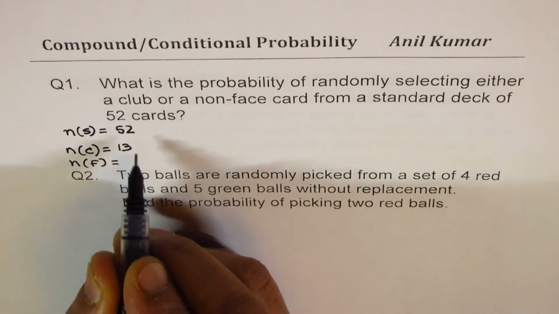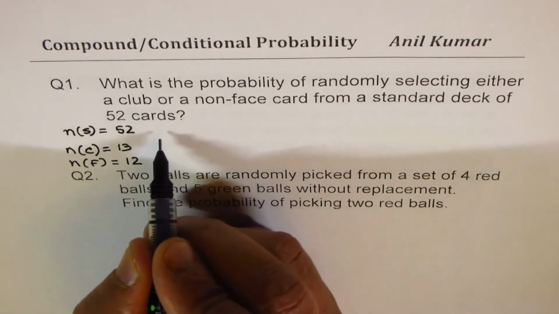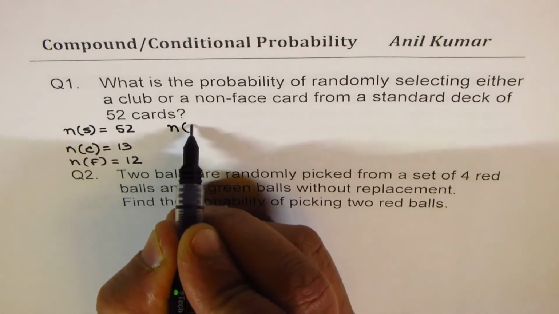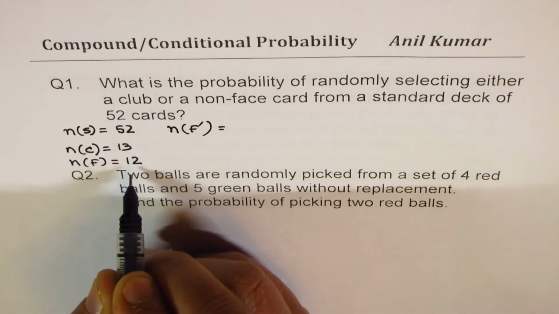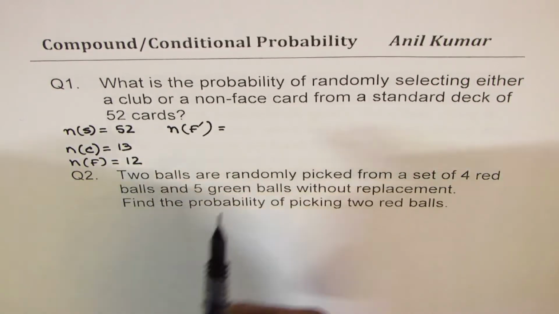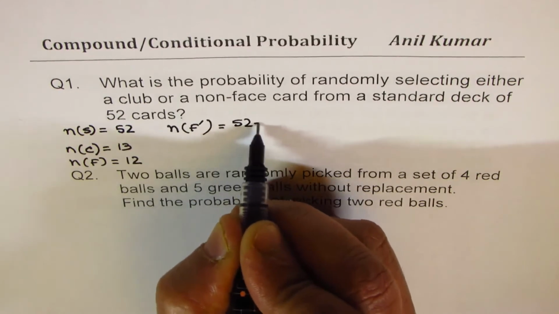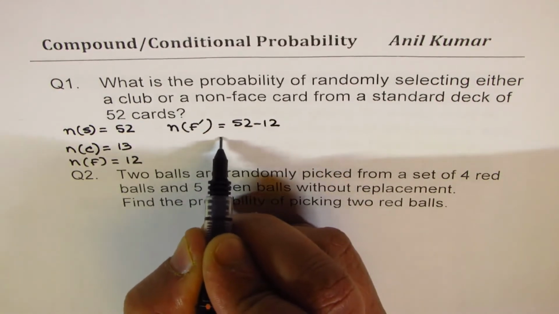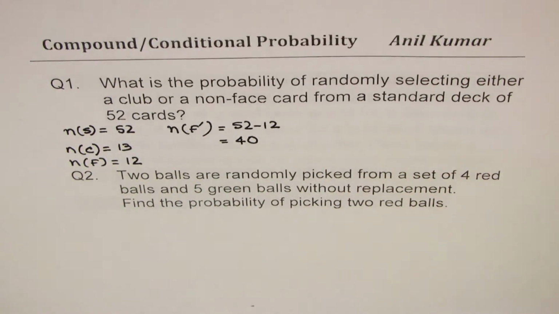Jack, King, Queen, 4 suits. They are 12. So from there, we know that the number of non-face cards, that is F prime, is equal to 52 minus 12. And that gives you 40. So we have 40 non-face cards.